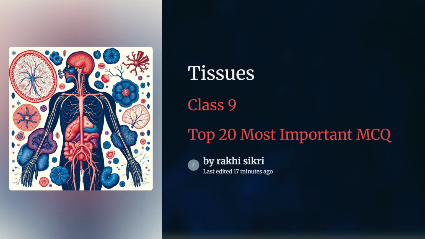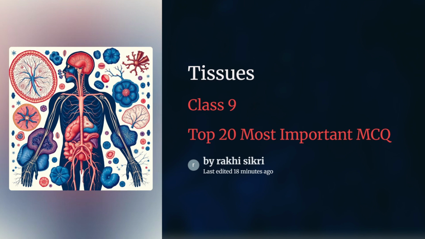Today we are going to discuss the top 20 most important multiple choice questions from class 9 biology chapter Tissues. These questions are extremely important for revision purposes and better understanding of the chapter. So as we go along, keep answering the questions, and towards the end of the video do let me know in the comments how many of them you got correct.